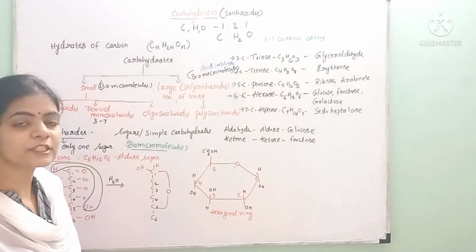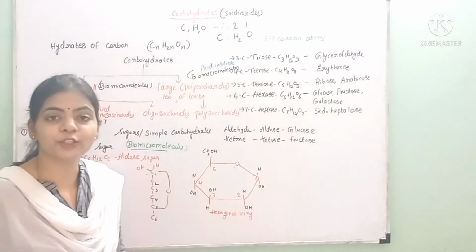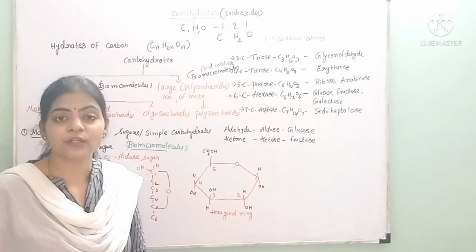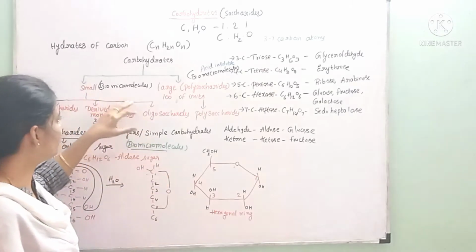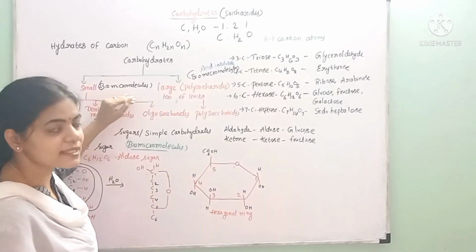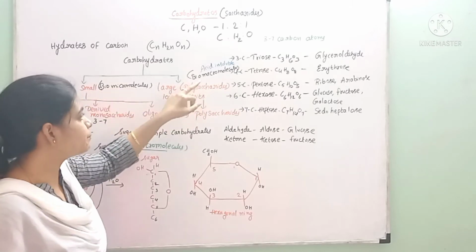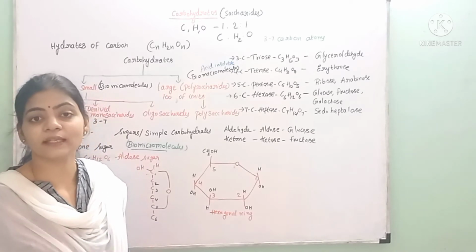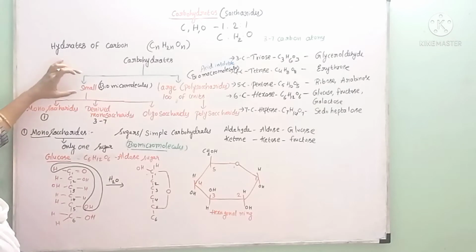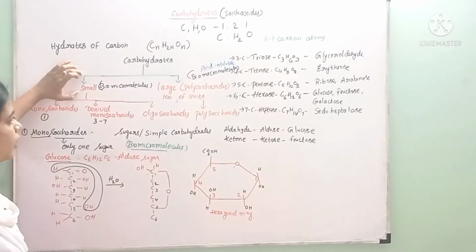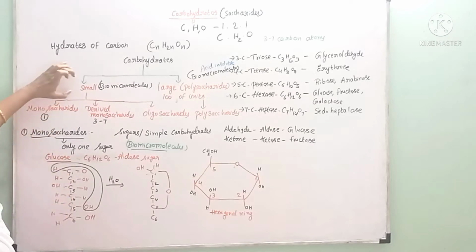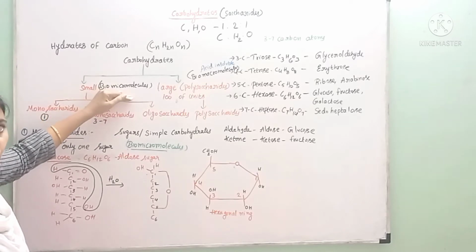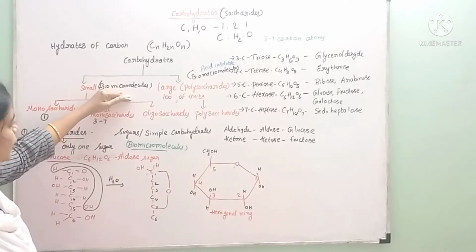The small carbohydrates we will study under biomicromolecules. We have studied biomicromolecules and biomacromolecules. Biomicromolecules come under the acid soluble pool, whereas biomacromolecules come under the acid insoluble pool, where we studied the chemical analysis of living tissue. Small carbohydrates are studied under biomicromolecules because they have less molecular weight.